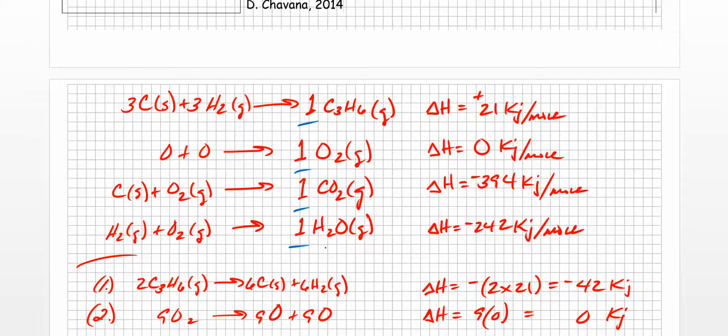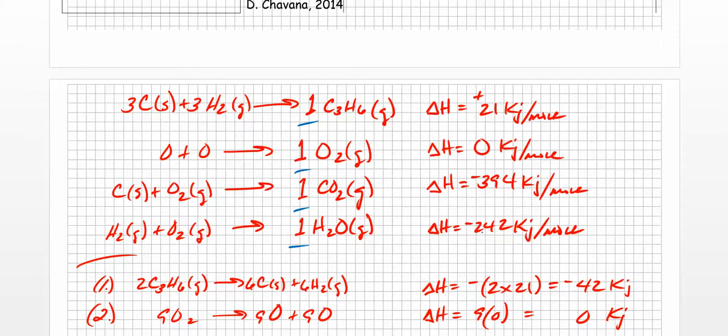So from the table, I determined that the energy of formation for C3H6 per mole is 21 kilojoules per mole. I do the same thing with O2. Again, it's going to be 0. All right. I do the same thing with CO2. This time minus 394 kilojoules per mole. And I do the same thing with H2O. This time I get minus 242 kilojoules per mole.